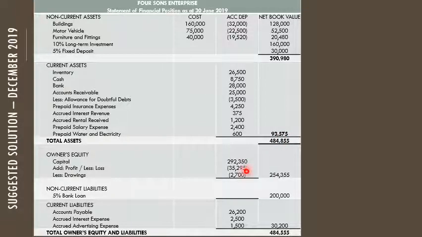Okay, so untuk owner's equity, masukkan capital. And then since we are making loss, so tolakkan 35295, tolakkan dengan drawing. Masukkan non-current liability awak. Dan juga all of your current liabilities. So you get a total owner's equity and liability of 484,555, which balance to the total asset.